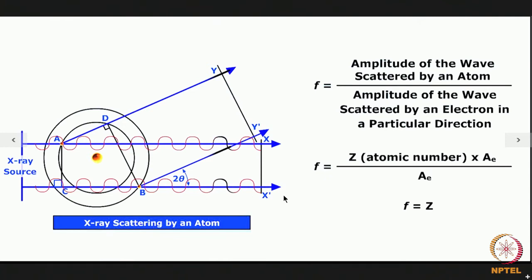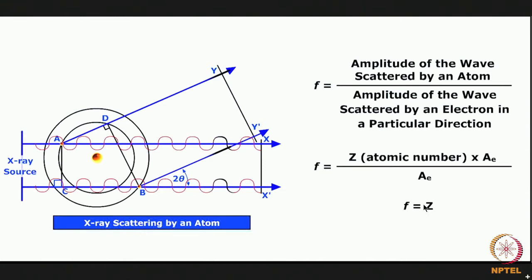When it scatters in the forward direction only, it can be proved that the atomic scattering factor will be equal to the atomic number, that means the total number of electrons in the atom multiplied by the amplitude scattered by an electron, the whole thing divided by the amplitude scattered by an electron. So, f simply becomes equal to Z.